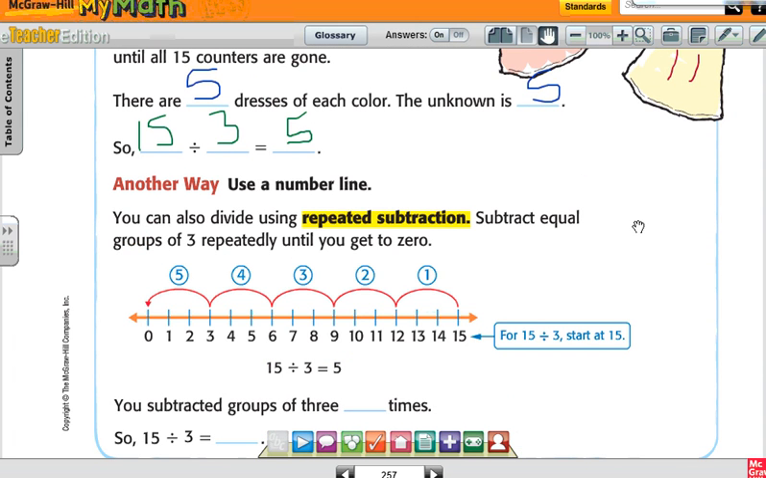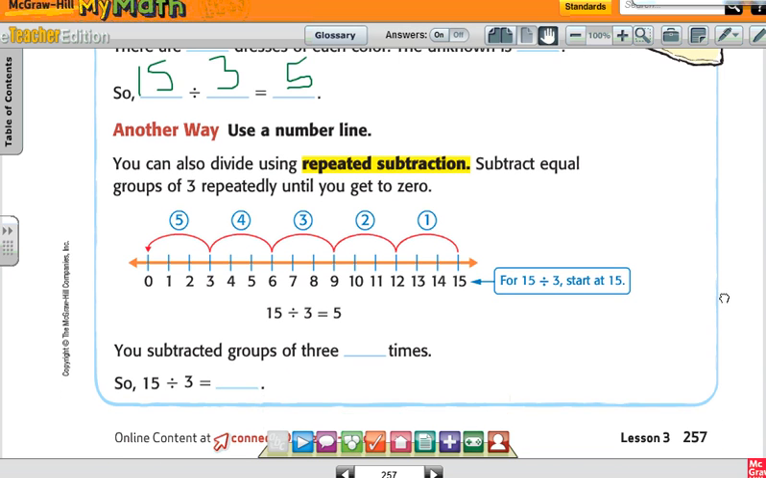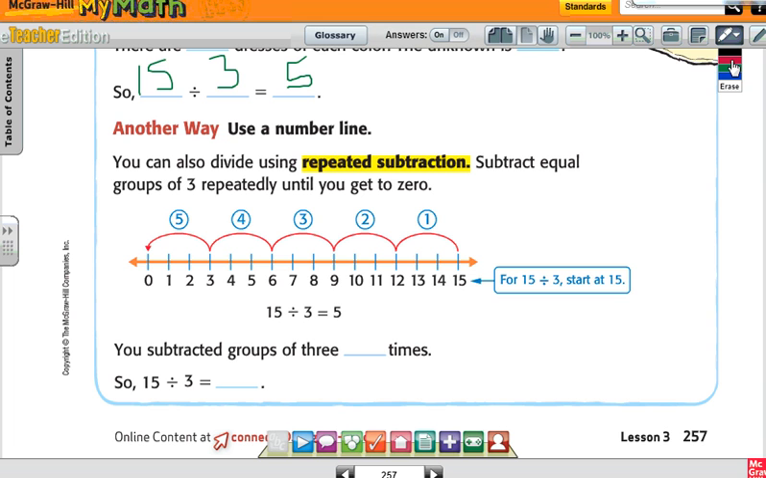Then it says you can also divide by repeated subtraction. Subtract equal groups of 3 repeatedly until you get 0. All right, so this is what they did. They started with, how many dresses are there? 15. There are 15 dresses. And there were 3 colors each, right? So subtract that, I get 12.